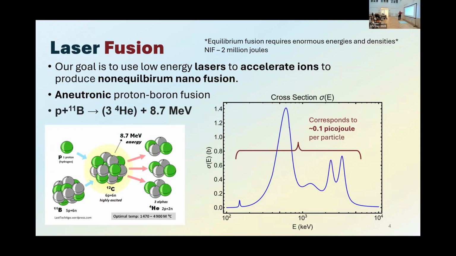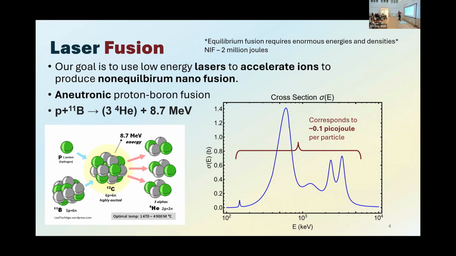So this is actually the cross-section for proton-boron fusion. The energy scale here is in keV, where hundreds of keV is the typical energy scale for a lot of fusion reactions we look at. And if you convert this into joules, this is actually a very, very tiny energy. Before I was telling you that it requires 2 megajoules of energy to get fusion reactions to occur in equilibrium, but we're using 20 millijoule lasers to try to make fusion reactions occur.